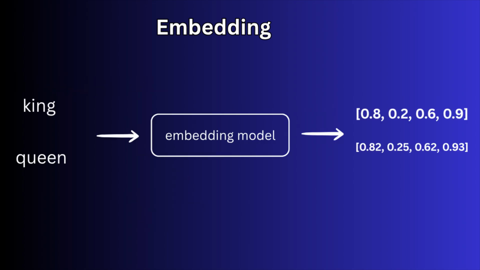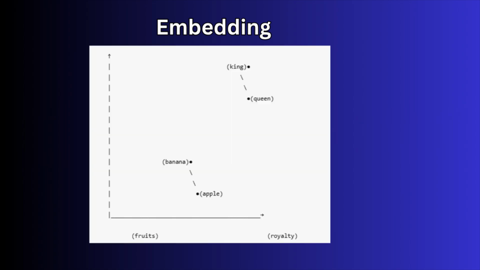An embedding model takes a piece of text like words or a sentence and turns it into a vector, which is just a list of numbers. But these aren't just random numbers, they are structured in a way that captures the meaning and relationship between the words. For example, in vector space, the words king and queen will be close to each other, just like apple and banana, because they are similar in meaning or context.